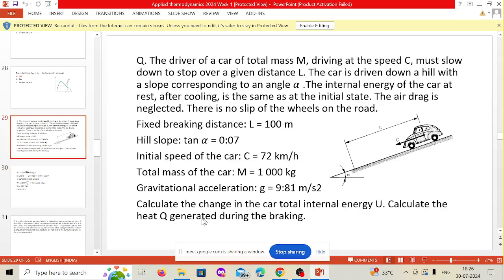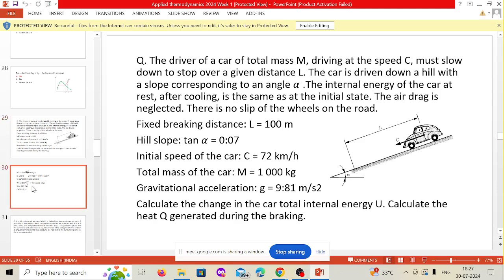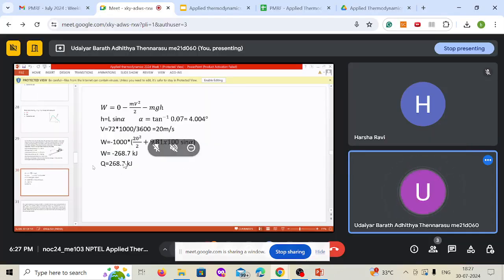What is asked is the heat generated during the braking. We know the total internal energy change is 0 because the initial and final state is the same. Applying the first law to the whole process, the change in internal energy is 0, so the heat transfer should be equal to the work transfer. So the heat transfer will become 268.7 kilojoule.